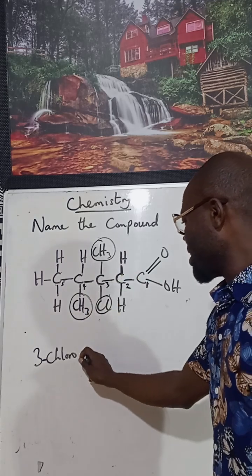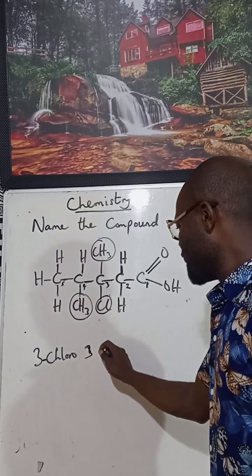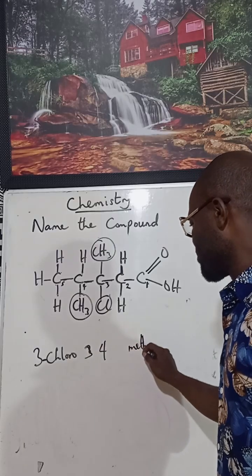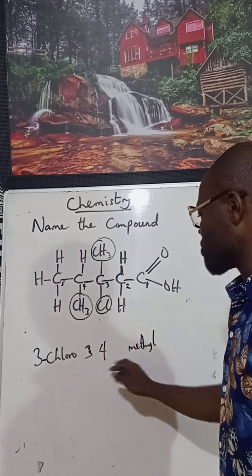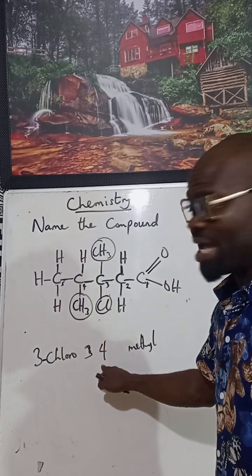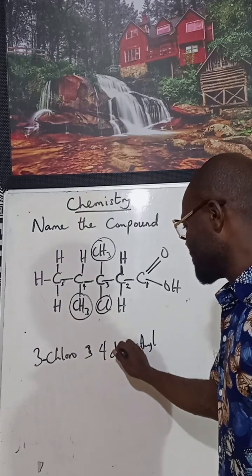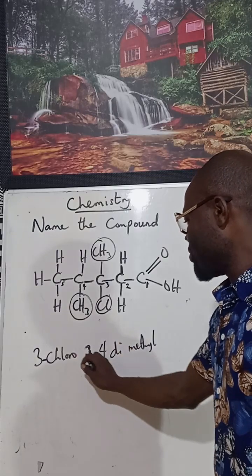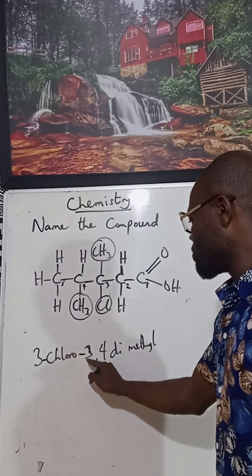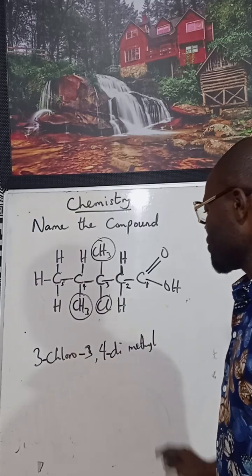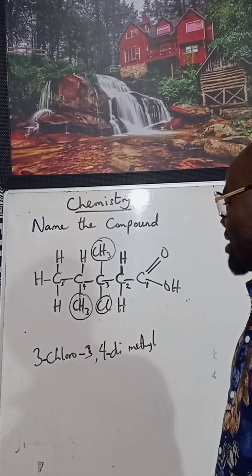So we have 3,4-methyl. So methyl is on number 3 and 4. But because there are 2, 1, 2, we say di. 2 is always di. So 3,4-dimethyl. So don't forget to put a hyphen between letter and figure. You can put a comma between 2 figures, hyphen between figure and letter. So those are all the branches.